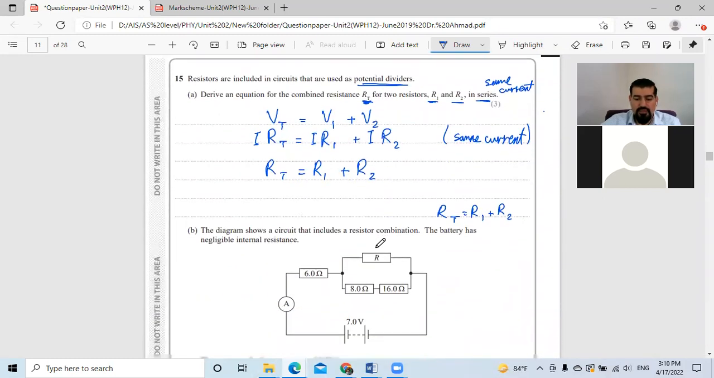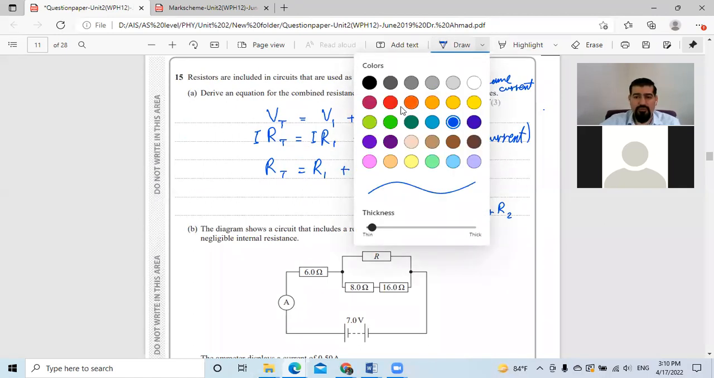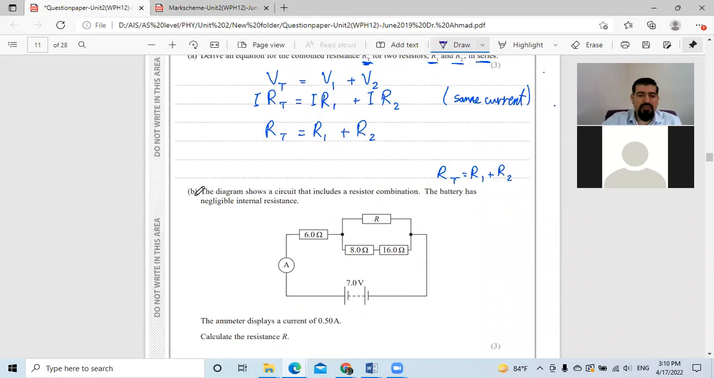Okay, next. Now, that's how we can get the 3 marks for deriving the formula for finding the combined resistance in series. Okay, part A. Part B.